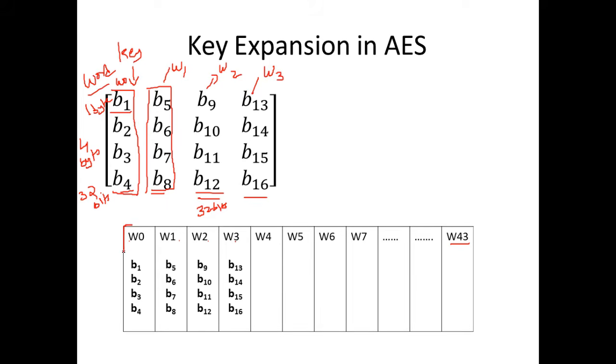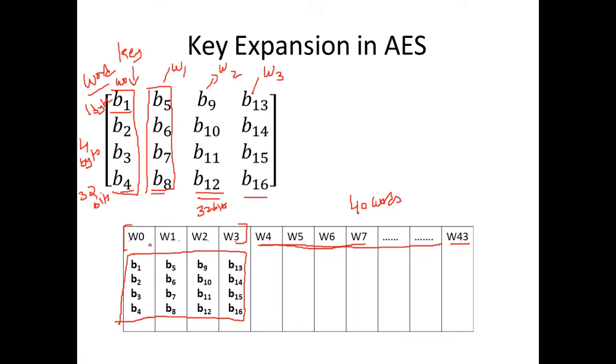And using these 4 words, or using this key that we have taken, we have to determine the remaining words, that is words starting from 4 to 43. We have to determine the remaining 40 words. Using these 4 words, we have to expand and get the remaining 40 words. So what is the use of these 40 words? We'll be taking 4 words at a time and then we'll be using it in a round.